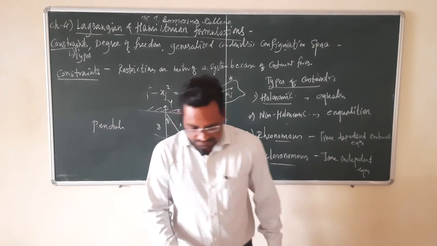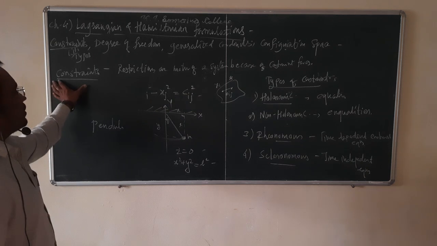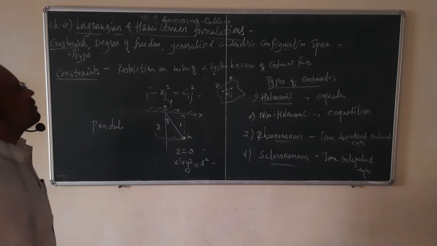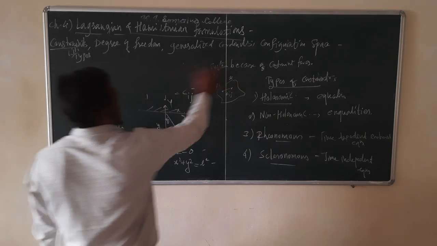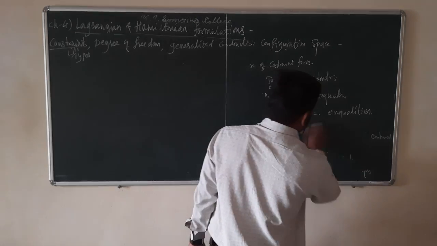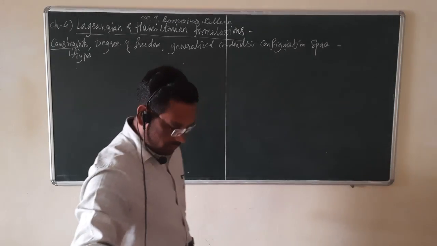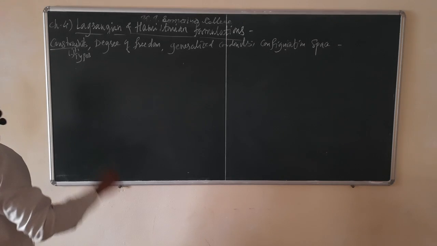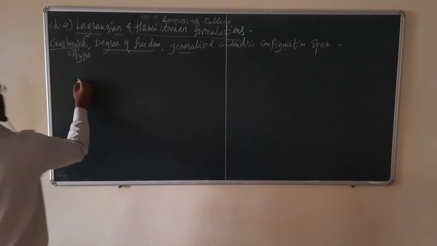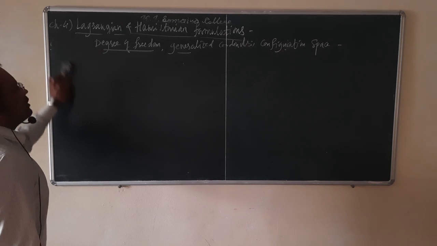Okay, now with this, types of constraints are finished. So you all know what constraints are and what the different types of constraints are. Now we are moving to the next point, which is generalized coordinates. So before generalized coordinates, we must have degrees of freedom. Okay, so what are degrees of freedom?